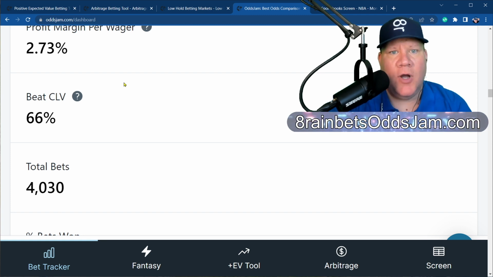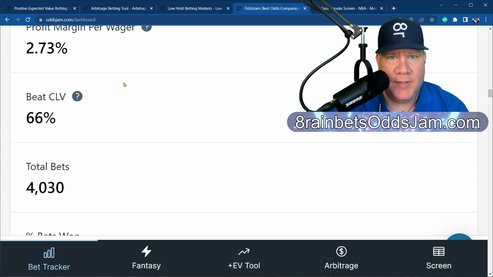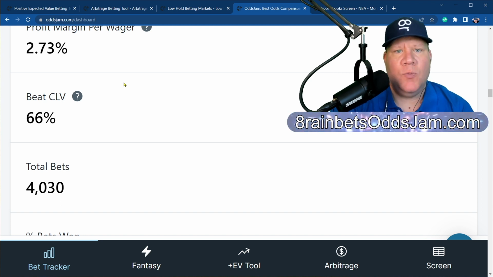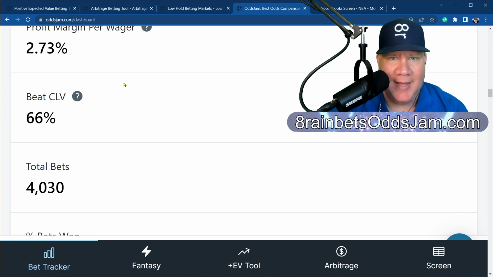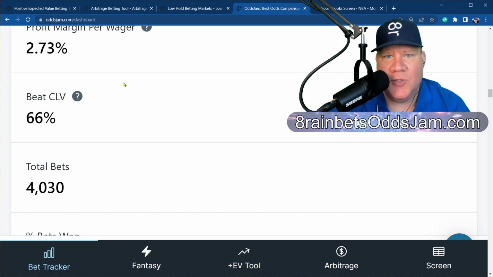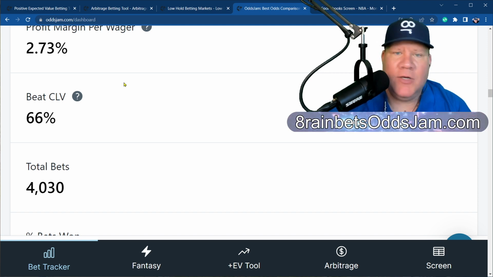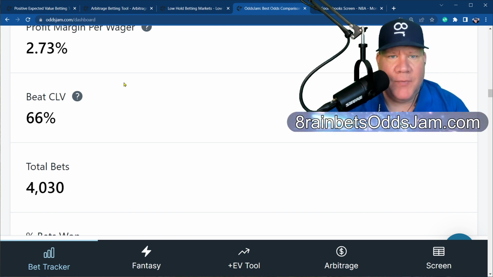Now, some would argue that the higher the CLV, the better. I disagree with this, and I'll tell you why. So say I'm placing bets that I have such high confidence in that I know, oh man, these are going to crush the market, and I'm going to win, and I'm going to have 90% CLV. Sometimes the market's going to move against me no matter what I do, but I'm going to have super high CLV.